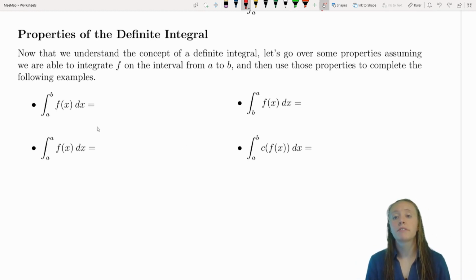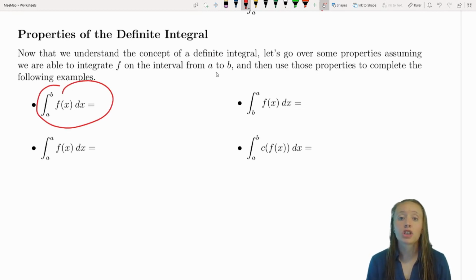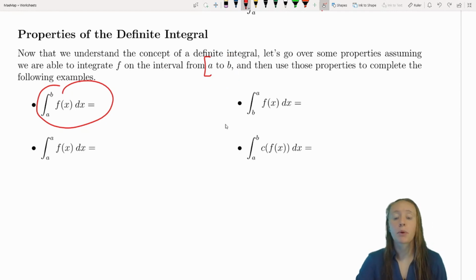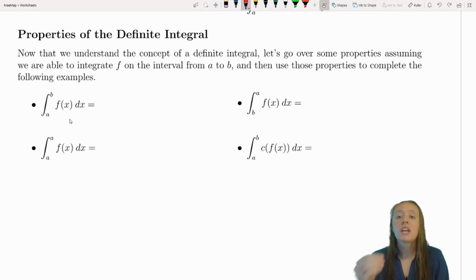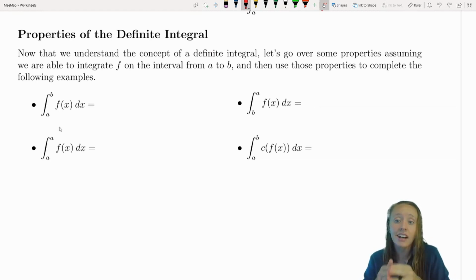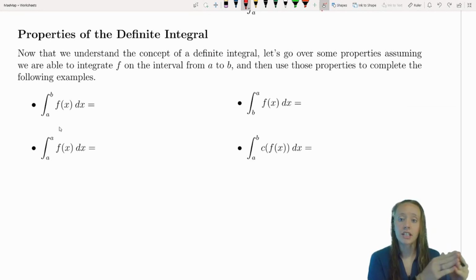So first off, what I've done is I've just labeled the integral from a to b, assuming that a and b are both included, and we're able to integrate f along that entire interval. From a to b, we can split that at any point, going from a to some other constant that falls in that interval, and then adding that to the integral from that constant to the end of our interval.